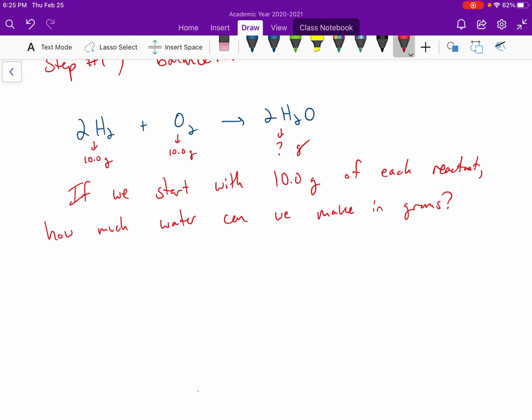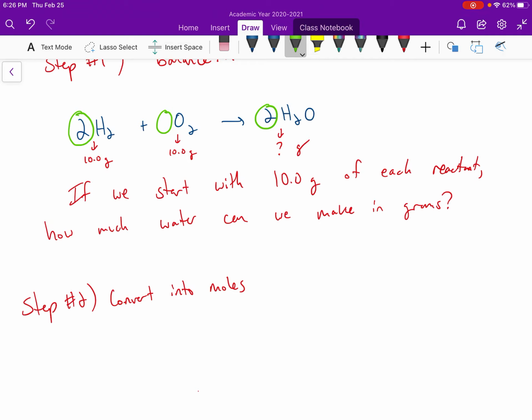So we said step 1 was balance the equation. Step 2 is going to be to convert into moles. Okay? So the reason we do this, right now we're in grams. We're starting with 10 grams of each thing. We need to be in units of moles because that's going to allow us then to use the balanced equation, which has ratios here. So for example, right now we have 2 to 1 to 2 in terms of a ratio of substances in this reaction, right?